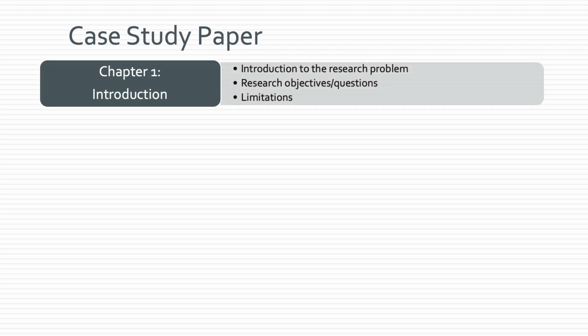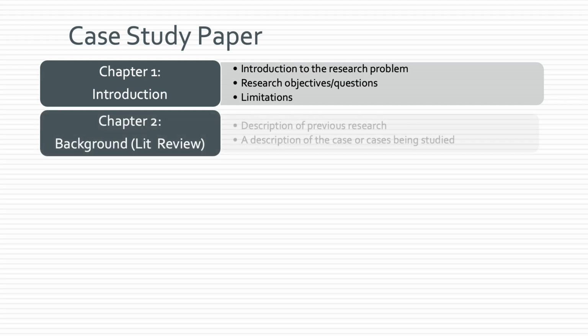The next one I want to talk about is the case study paper. They're a little more simple. Chapter 1 is very similar to the 5-chapter research paper, with the introduction to the research problem, objectives, questions, and limitations. Chapter 2 is where it deviates a bit. Rather than a straight literature review, although it may contain some literature reviewing, it's a background on the topic area, as well as a description of the case or the cases that are being studied for the paper.